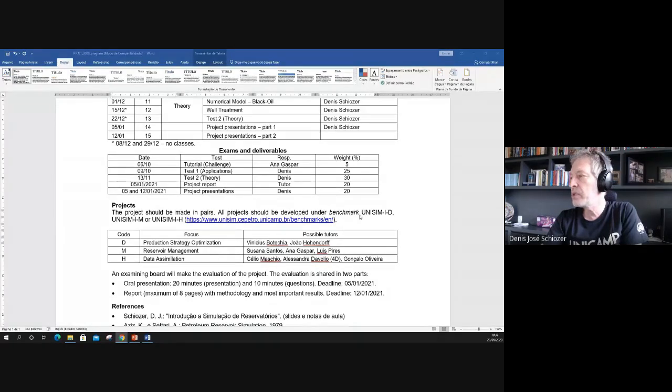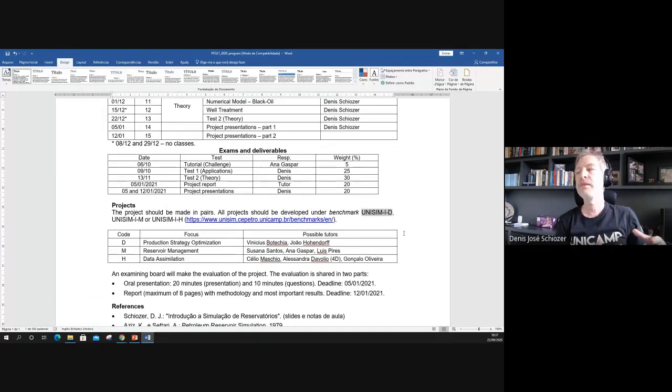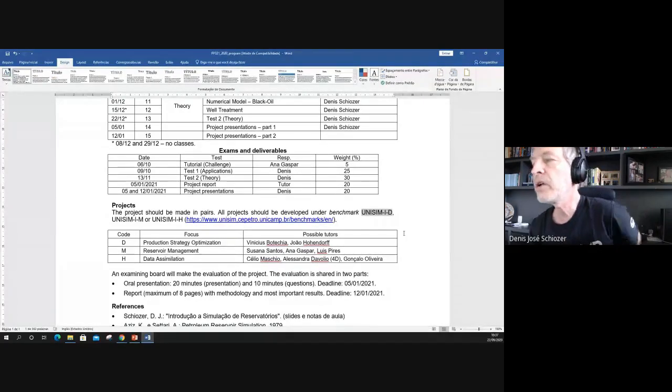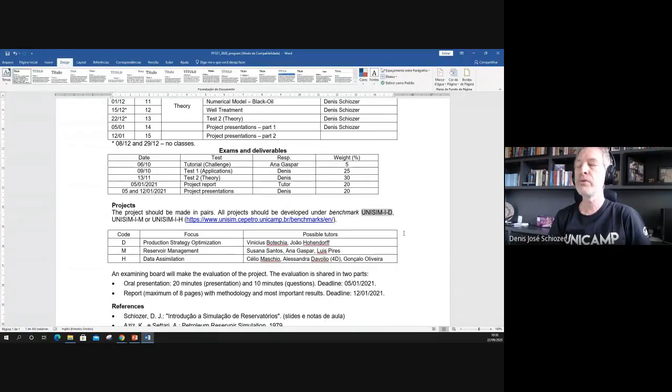We're going to use the Unison 1 model, which is this model here. Unison 1 is an offshore field of Brazil called Namorado field. Based on the data of this field, we built a benchmark model in Unison, which is called Unison 1. It's good to work with in classes because it runs in 5 minutes. So it's a very fast model to run. We can run a lot of simulations and so on. So we're going to use these models for you.